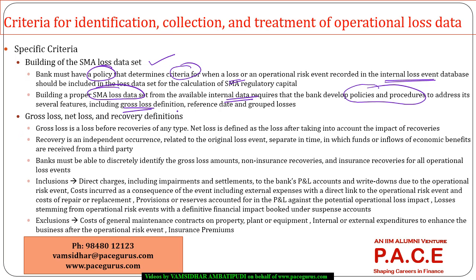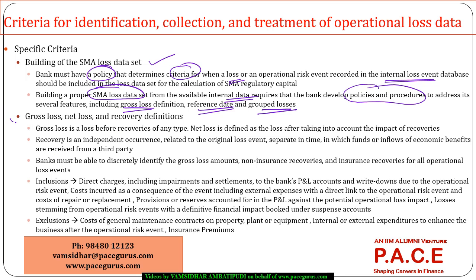What is the meaning of gross loss? What is net loss? What is recovery? How do I talk about the reference date and grouping of the losses? All these things become very, very important if I have to collect the data for the measurement of the capital based on the SMA approach.